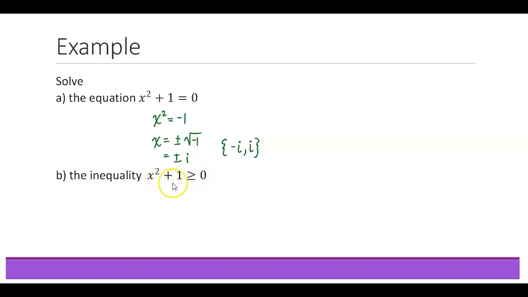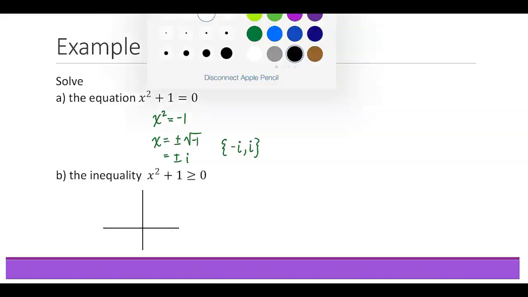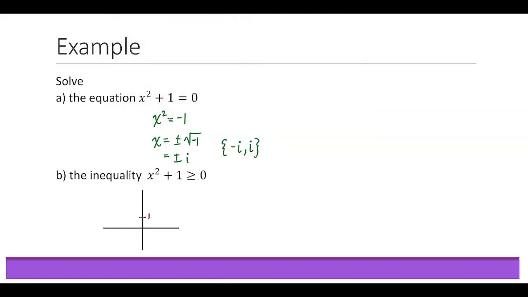So if we think about this graphically, we know that there's no x-intercepts because there's no real number solutions to this quadratic equation. But that doesn't stop us from graphing. In fact, graphing is pretty straightforward. So the graph of x squared plus 1 is just going to be the graph of x squared shifted up 1 unit. So everything's going to shift up 1 unit. I'm just going to do a rough sketch here.